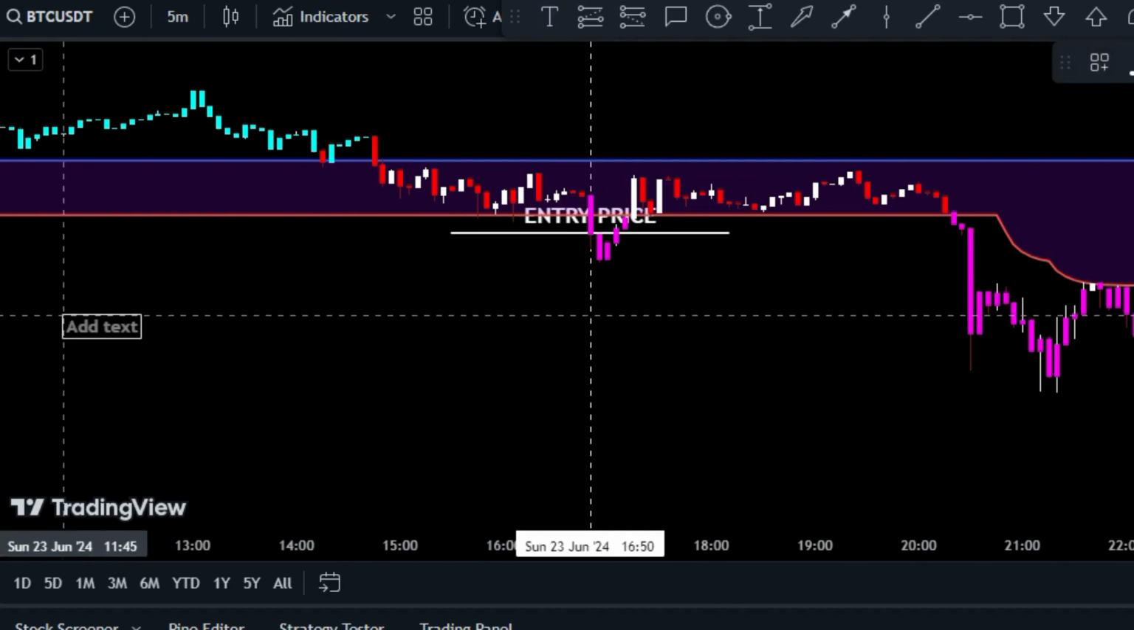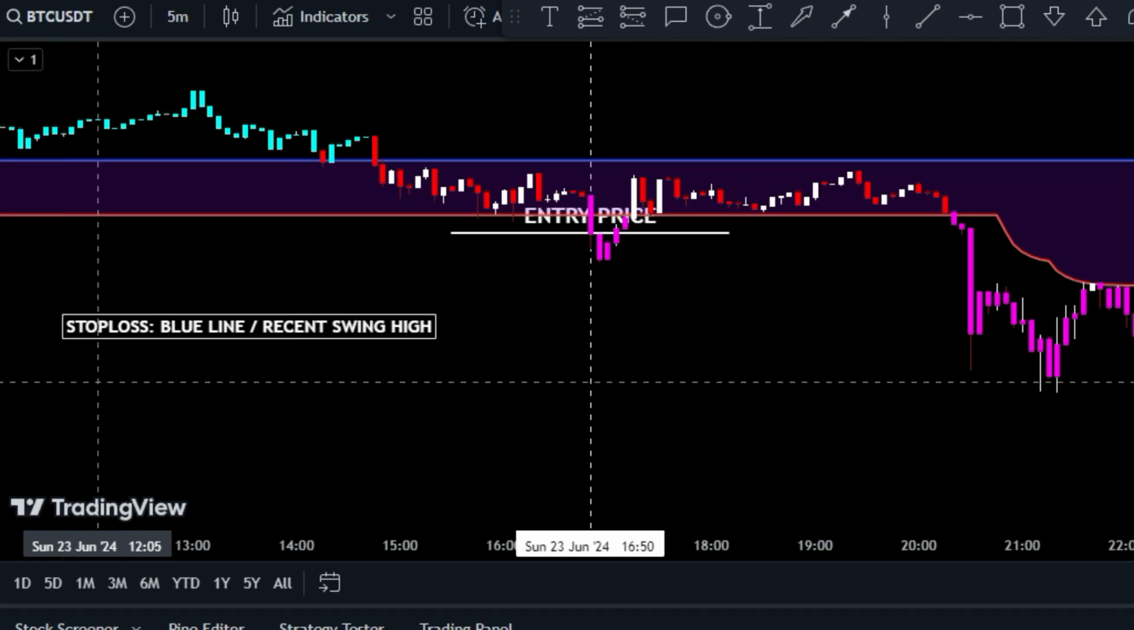But remember, risk management is crucial in trading. To keep your risk in check, you have two options for setting a stop loss. Use the most recent market swing high as your stop loss level, or alternatively, set your stop loss just above the blue line of the HLOTT indicator.